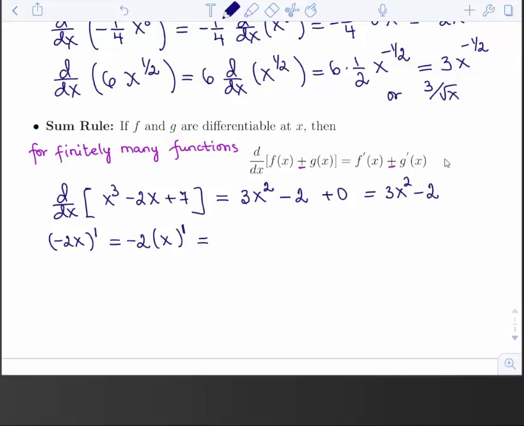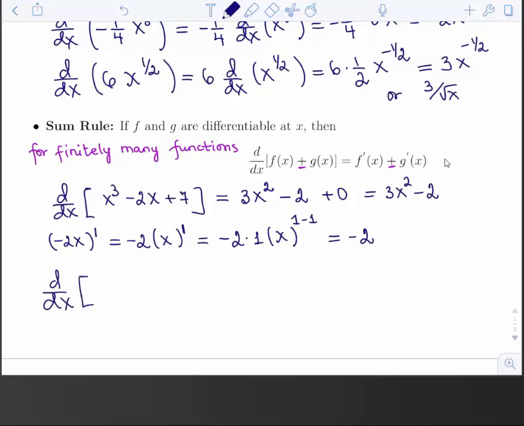But remember what x prime is. x is just x to the first power. So negative 2 times 1 times x to what power? 1 minus 1. 1 minus 1 is 0. x to the 0 is 1. So this is negative 2. So here's one example of how to apply the derivative of something. Let's do one more, and you'll see that they're not very complicated.